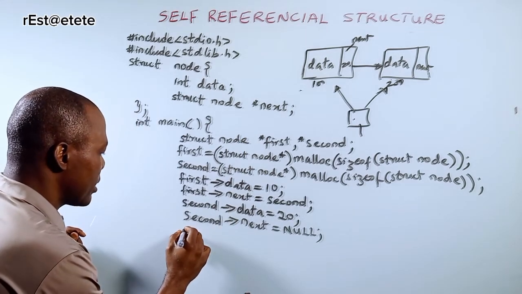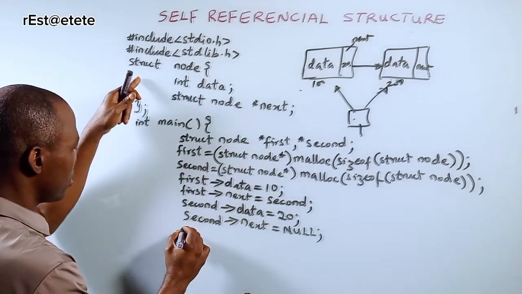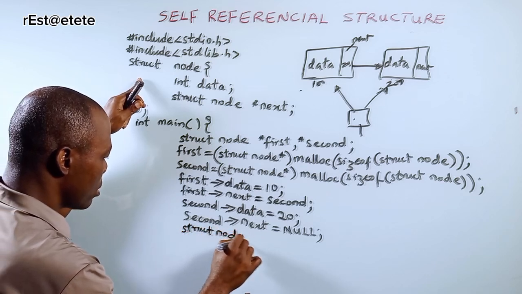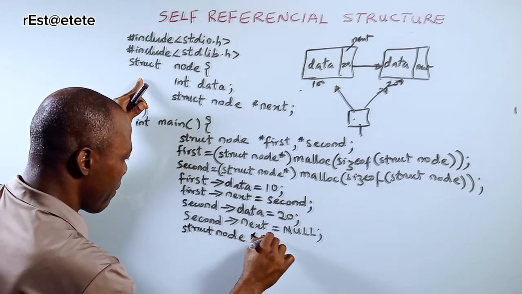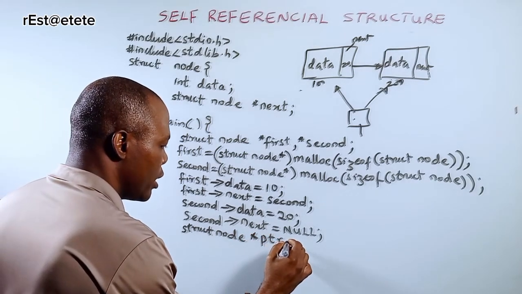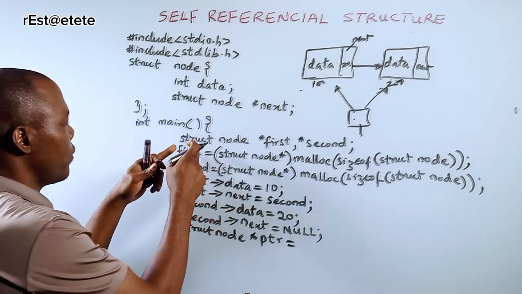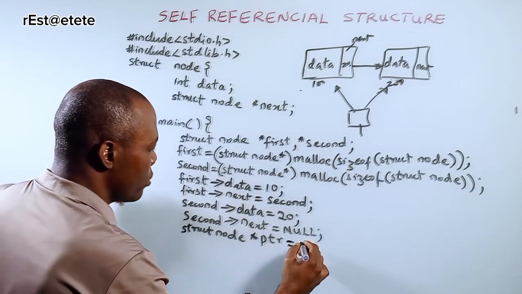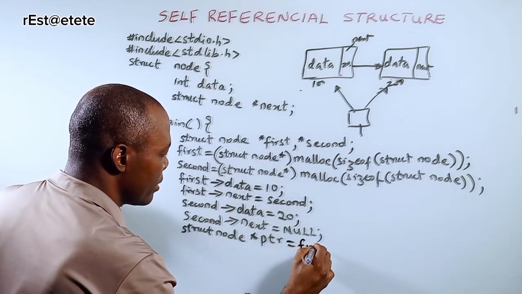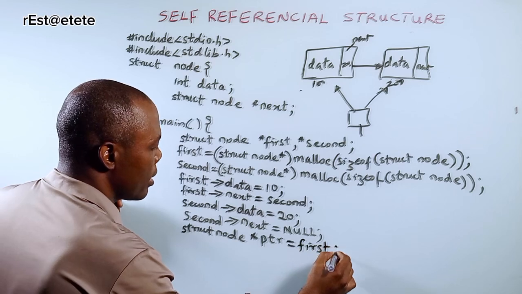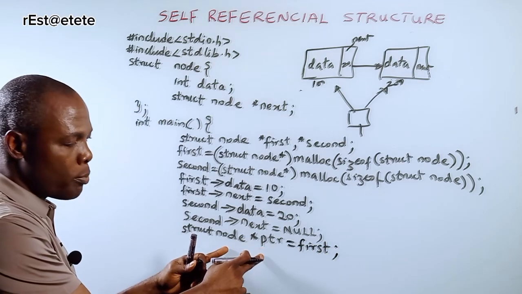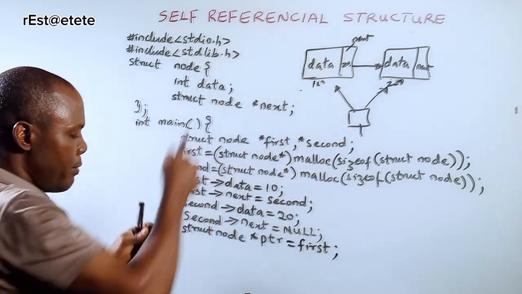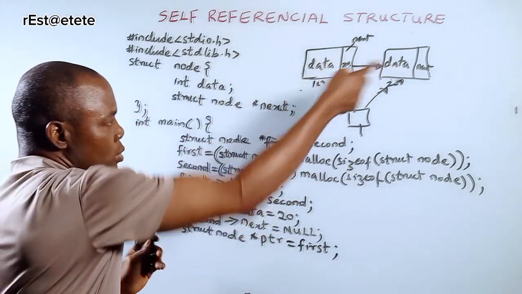So I will declare it as struct node ptr. And then I want this pointer to point to this first one and then use it to move. So it will point to what? First. So this third pointer now is pointing to the address of first. And then based on that, I will move to this one.